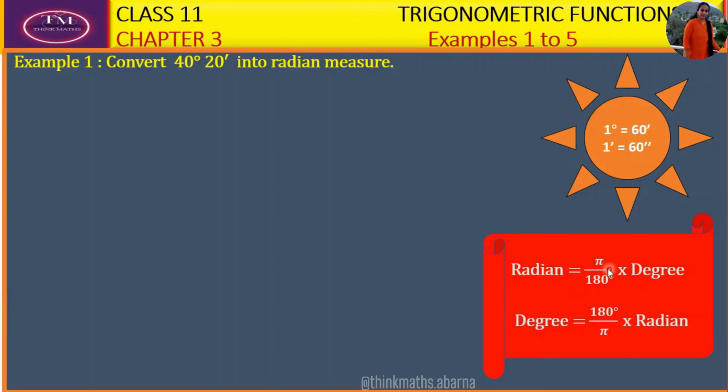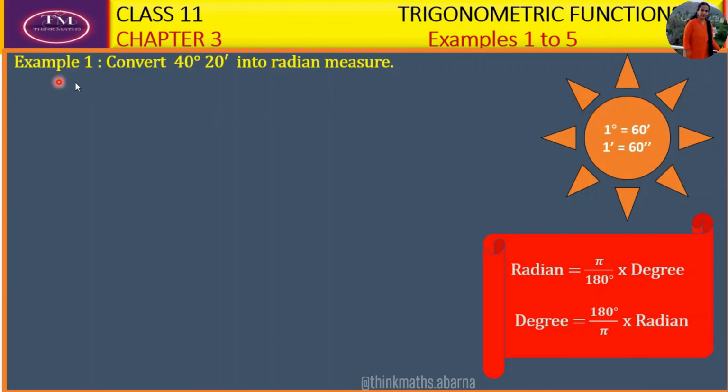Radian equals pi by 180 degree into degree. To convert into degree, we have the formula: degree is equal to 180 by pi into radians. These are the formulas we learned in the introduction part. And the new formula is, we know that 1 degree is 60 minutes and 1 minute is 60 seconds. Just remember these two formulas, so we will do these example problems very easily. Okay children? So shall we start?